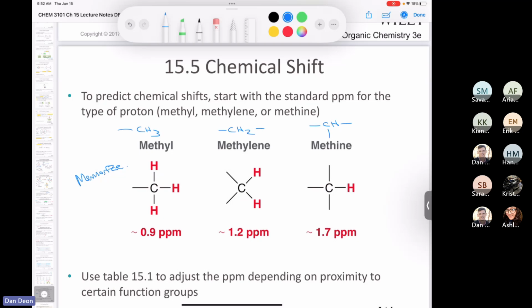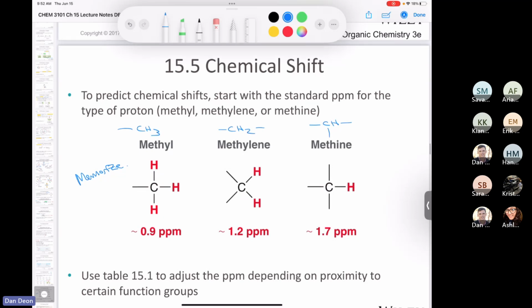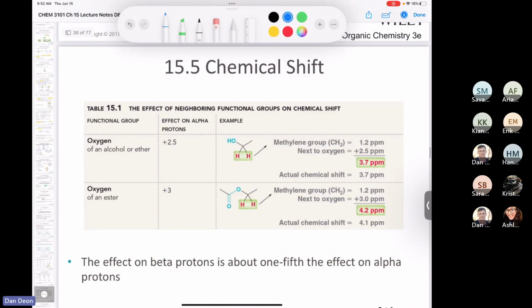And then we use table 15.1 to adjust the chemical shift depending on the proximity to certain functional groups. So I would ask you to memorize this table. Table 15.1, you must memorize this table. So let's take a look. If you have protons that are alpha to an oxygen of an alcohol or an ether, what it does is it increases the chemical shift by 2.5 parts per million. Okay, why is that?